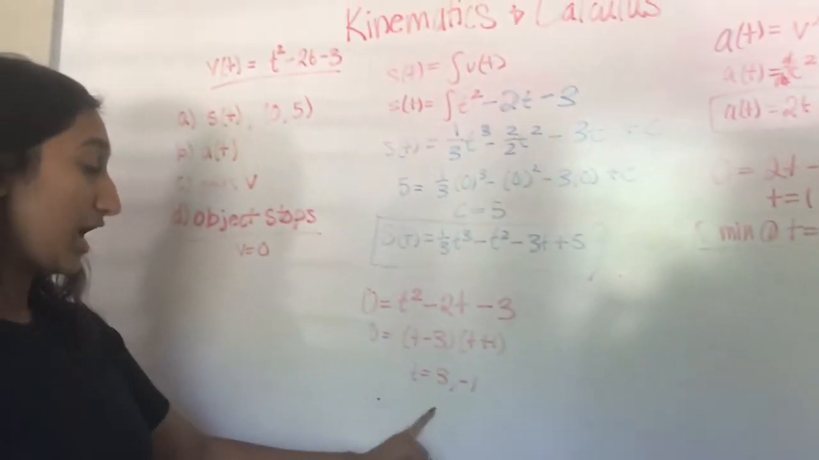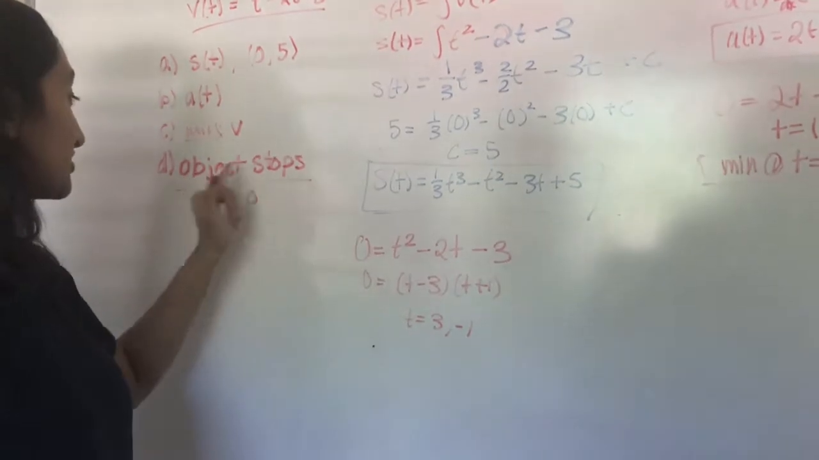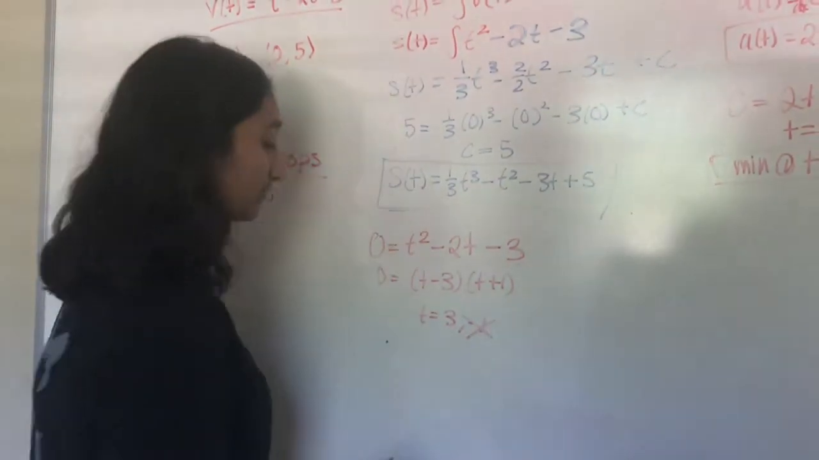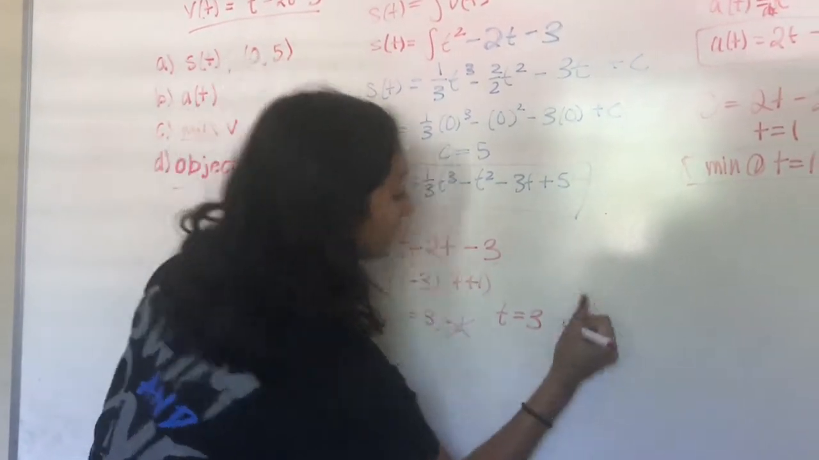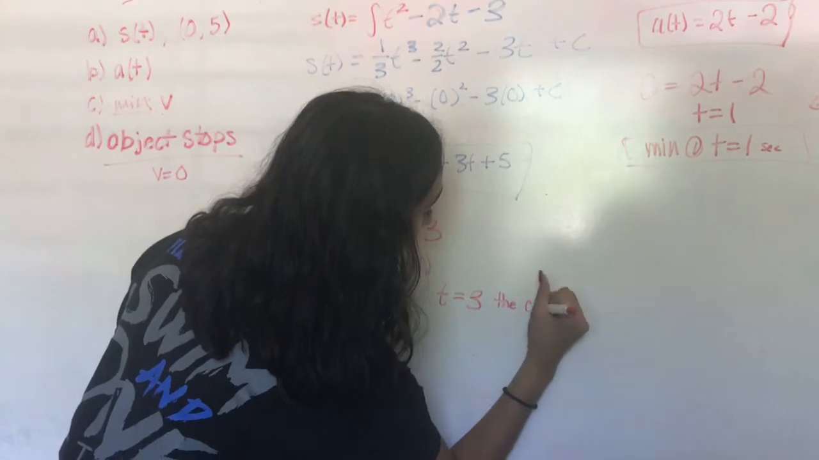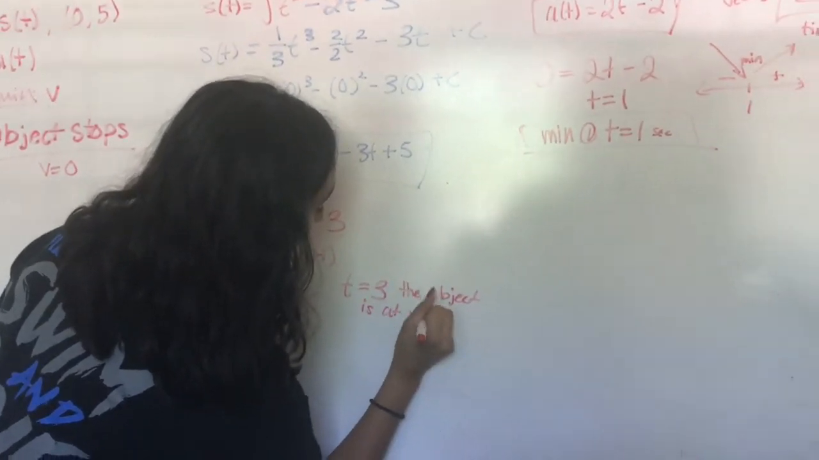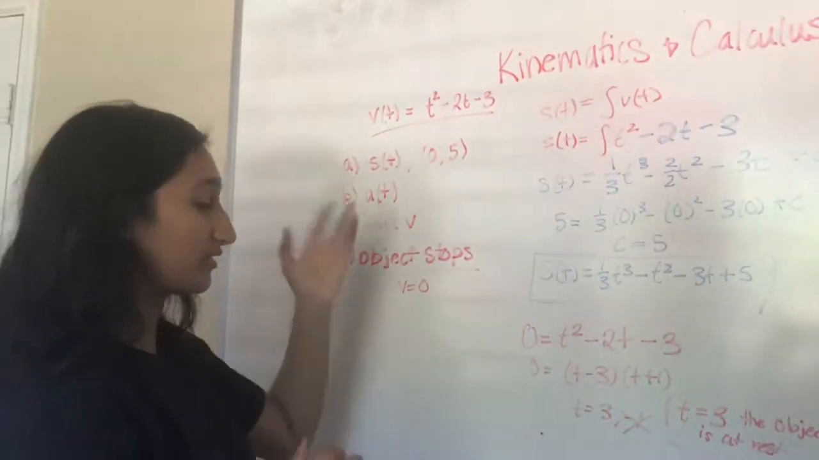And then you have to use your number line. Well, no, since this is when the object stops and it's in time, time can never be negative. So you know this one is wrong. So that means your final answer is going to be when t equals 3, the object is at rest. And that's it for basic kinematics and calculus and things you can find with a velocity equation.